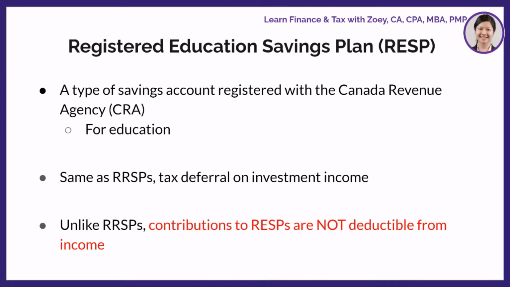Registered Education Savings Plan (RESP) is a type of savings account registered with the Canada Revenue Agency. The purpose of this account is to save for education. Same as RRSP, it offers tax deferral on investment income. However, unlike RRSP, contributions to RESP are not deductible from income.